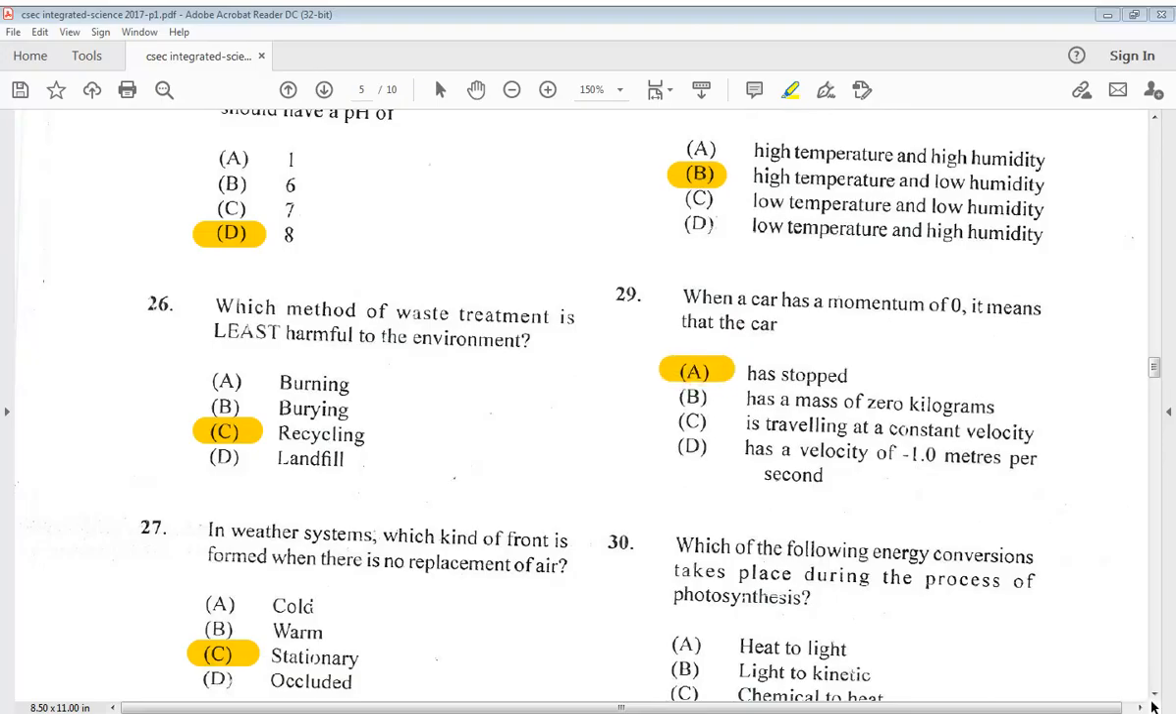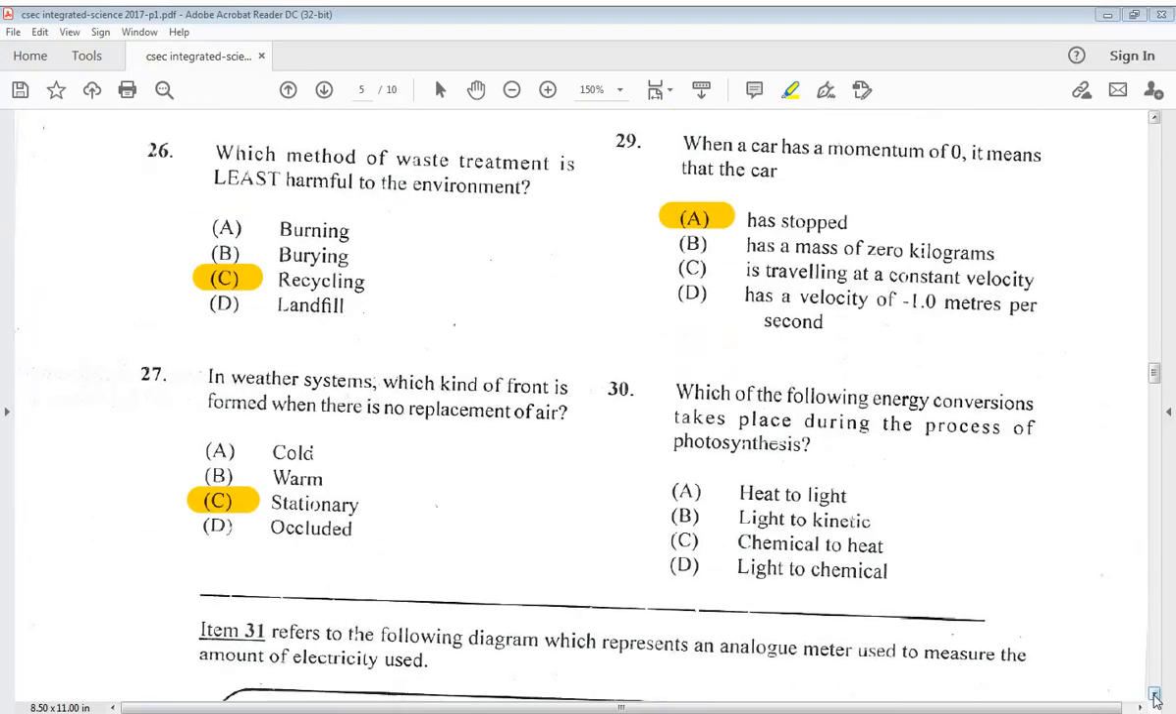A. Our final question says, which of the following energy conversions takes place during the process of photosynthesis? A. Heat to light. B. Light to kinetic. C. Chemical to heat. D. Light to chemical. So we know it is light to chemical. D.